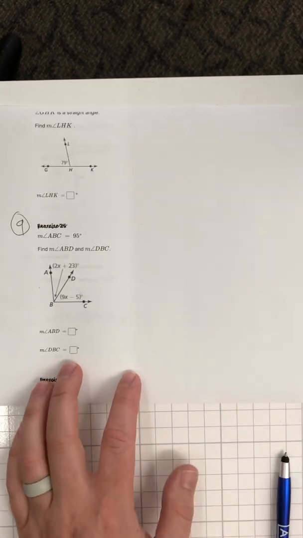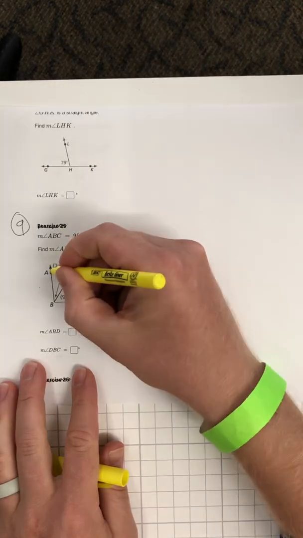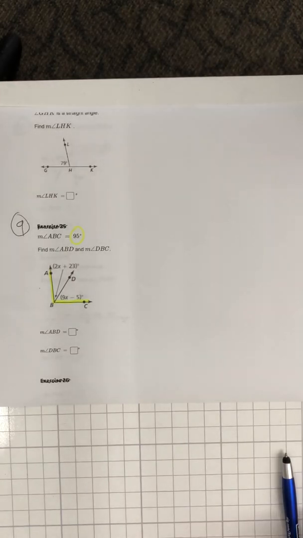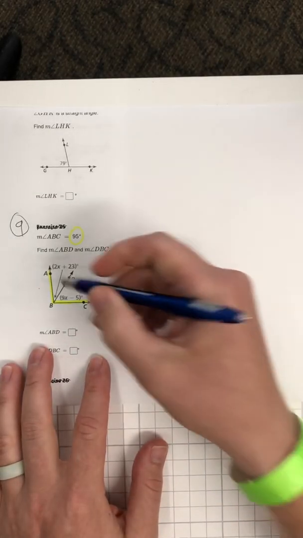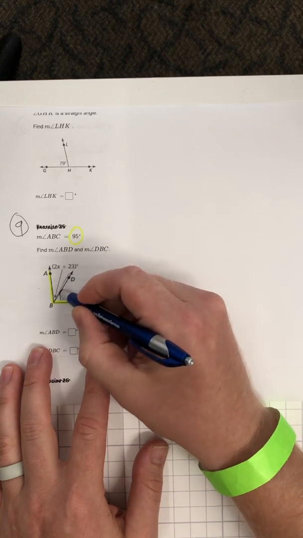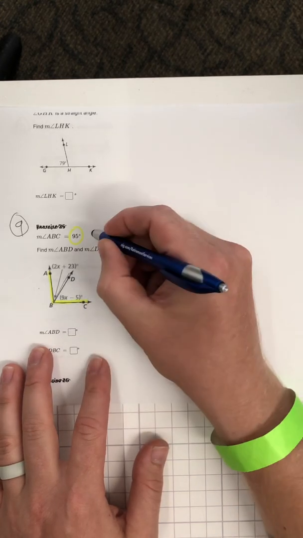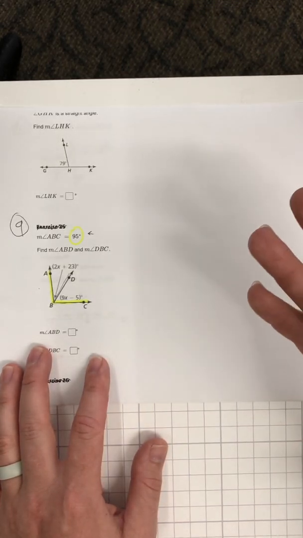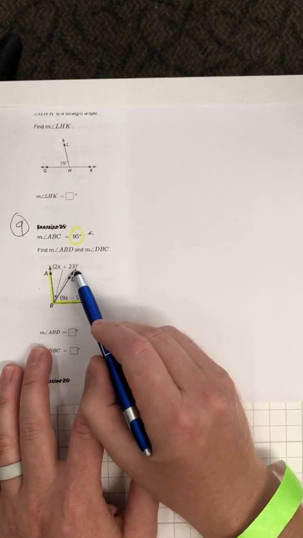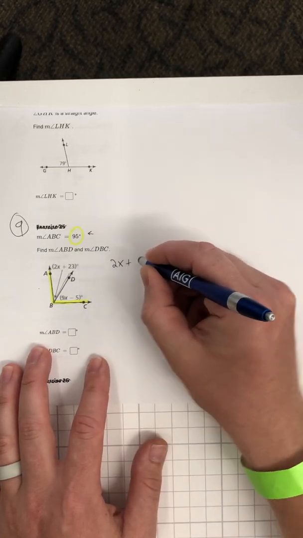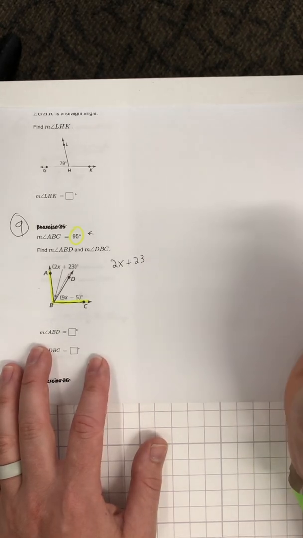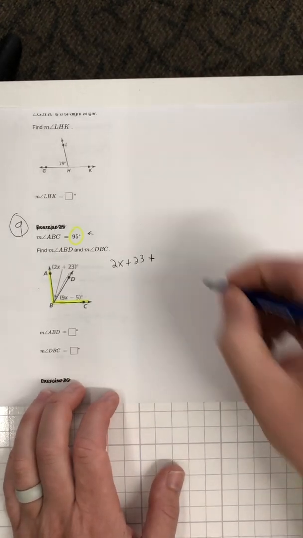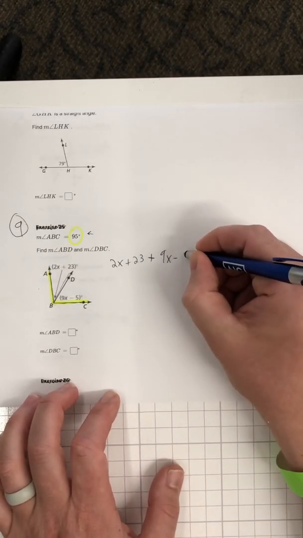Basically, number 9 tells us that angle ABC, the big angle right there, is 95 degrees. So that tells us that these two smaller angles, if we add them together, equal 95. This is just an algebraic expression that we want to set up. The smaller angle is 2x plus 23. It's not a specific number, just a quantity, but that's totally fine. 2x plus 23, and then we add it to the other angle, which is 9x minus 5.